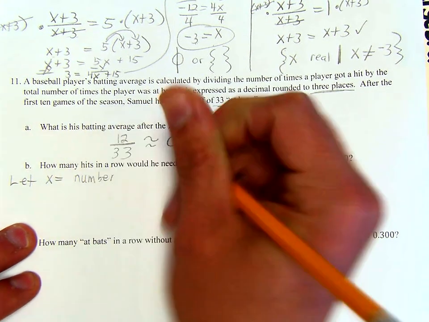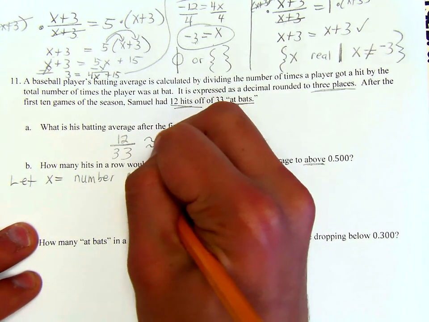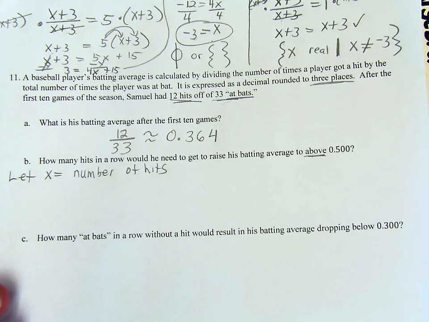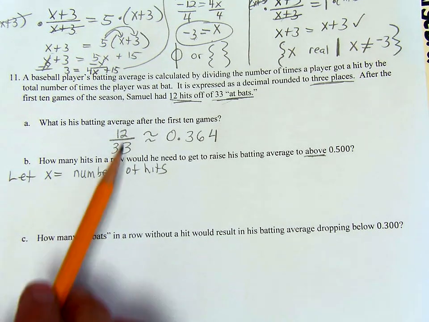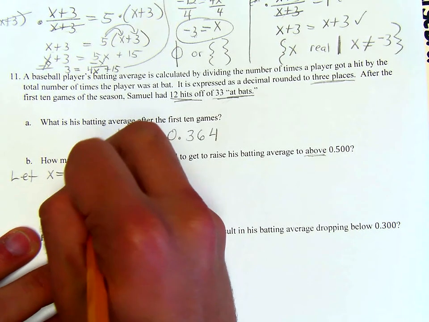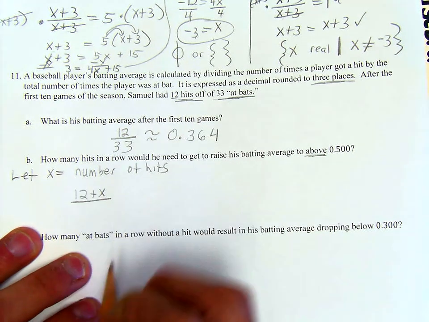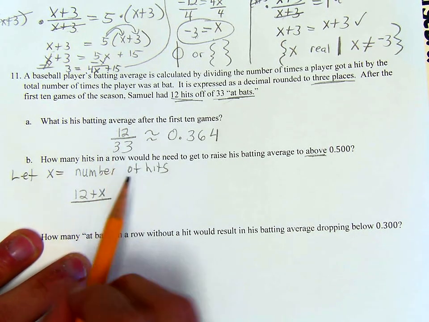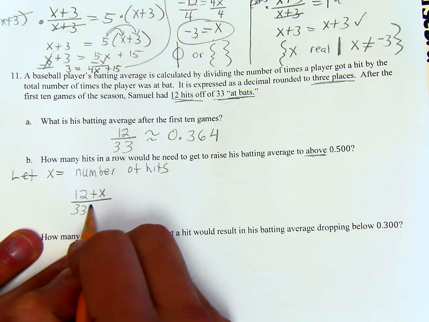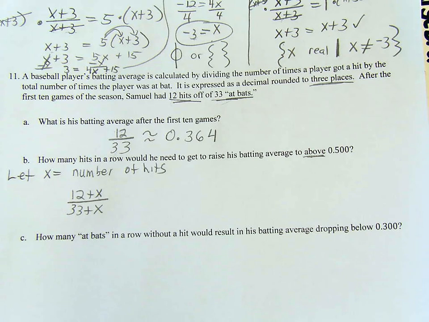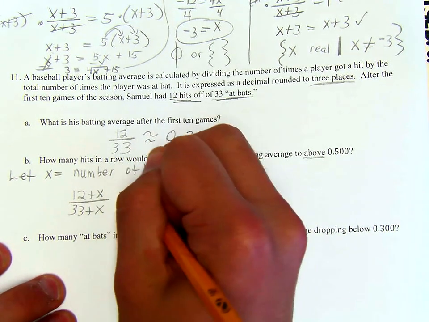Okay, so if x is equal to the number of hits, we're going to have to add x to both 12 and to 33. Because we want to know how many more hits, so 12 plus x, and however many more times that he goes to bat, that's how many times we're going to have to add the 33 as well. So we have 12 plus x divided by 33 plus x, and we want that to be greater than 0.500.